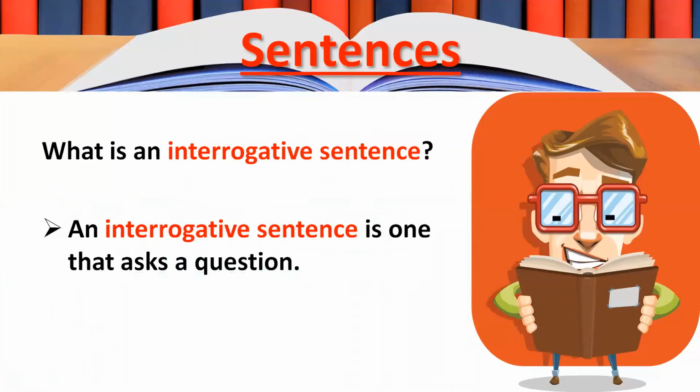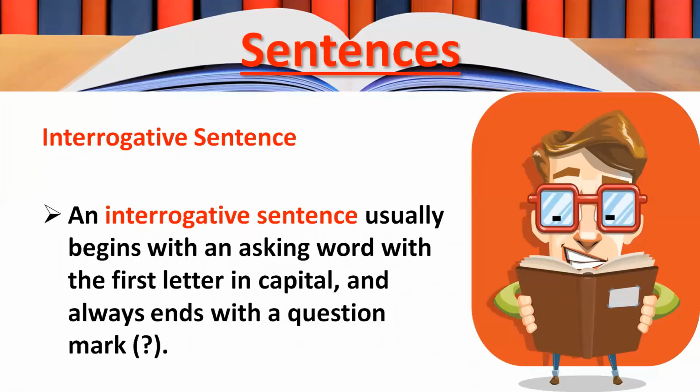Now, what is an interrogative sentence? An interrogative sentence is one that asks a question. An interrogative sentence usually begins with an asking word. Which are the asking words? The asking words like how, why, where, when. All these questions are asking words. And an interrogative sentence begins with an asking word, and the first letter is always in capital, and it ends with a question mark. An interrogative sentence is very easy to identify as it always has a question mark at the end.